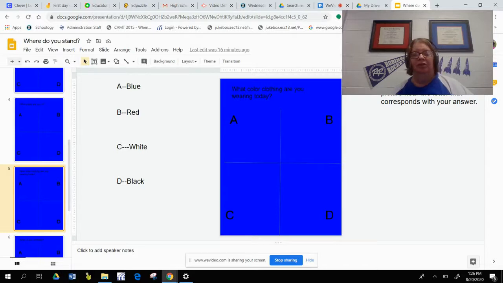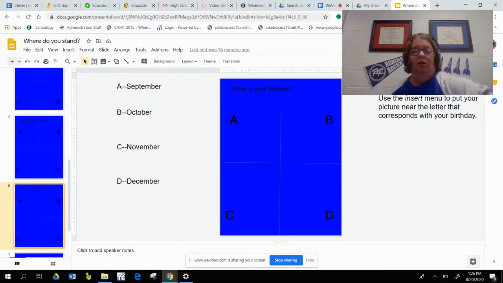If our definition of function is each input has only one output, then this one is not a function because you could be wearing more than one color of clothing. It could also not be a function because somebody might not be wearing any of these colors. But if each X or each member of the input, each element of the domain can have more than one element of the range, like you could be wearing more than one color, then that is not a function. Okay? All right.